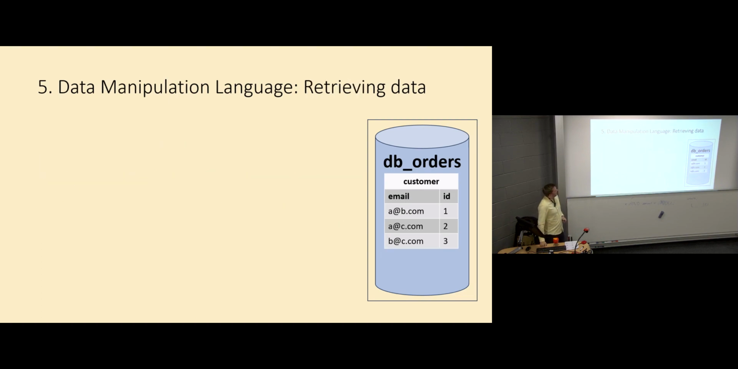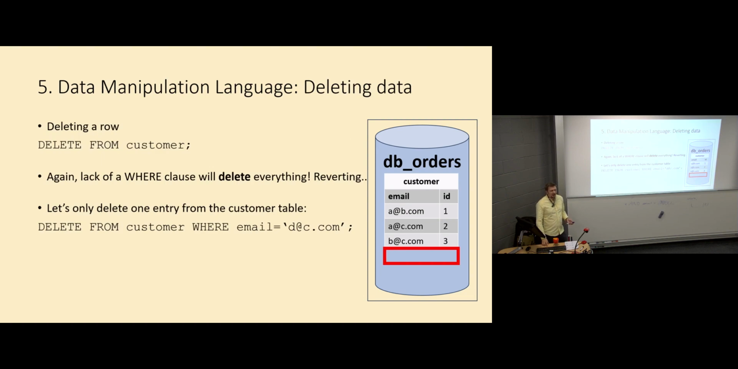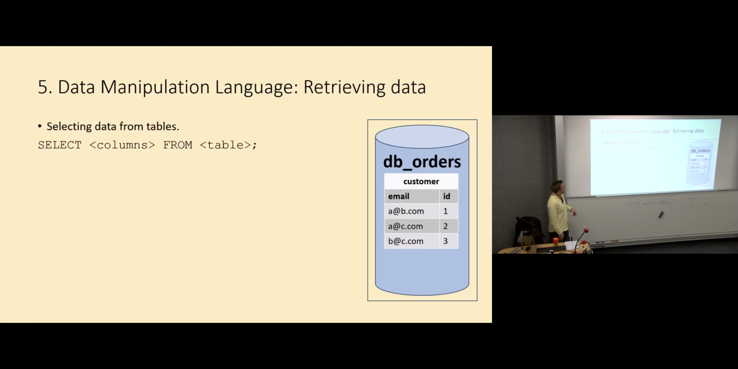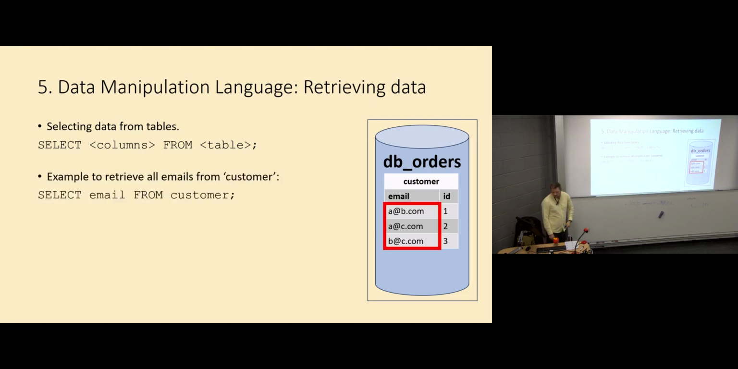Finally, retrieving data. Sorry, were there any questions on deleting? It's exactly the same as update, but a bit simpler. So here is about retrieving the data for you to use in Python or whatever else. We use the select command. You tell it which columns you want, and then say from what table you want it. For example, select email from customer will retrieve a list of emails, all of the emails in this case.